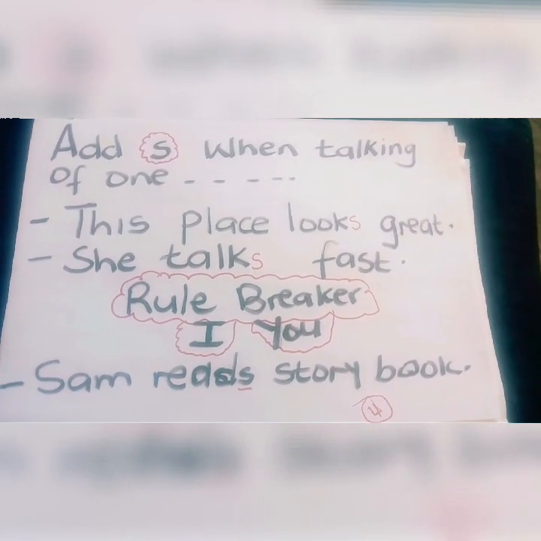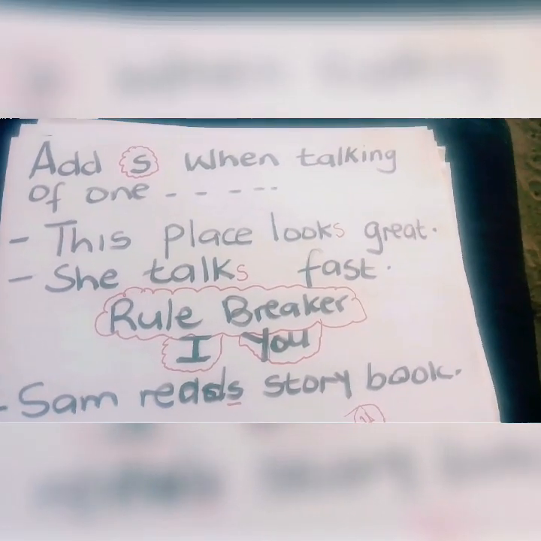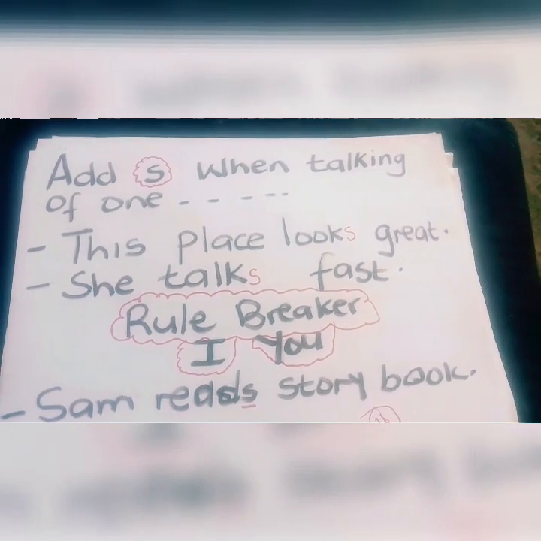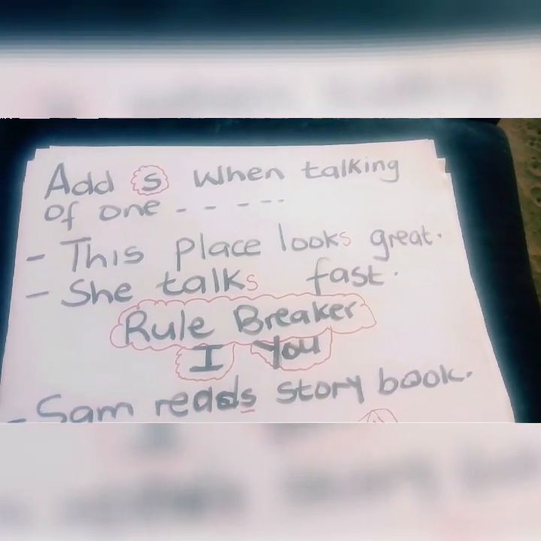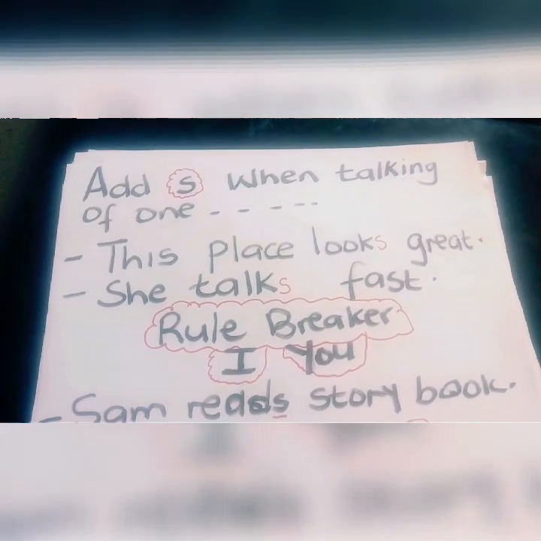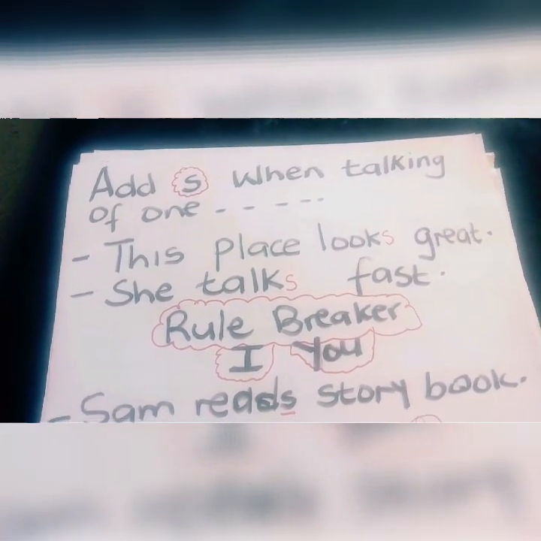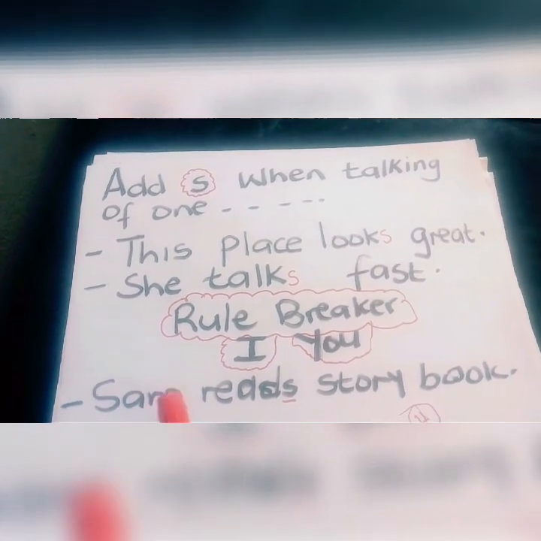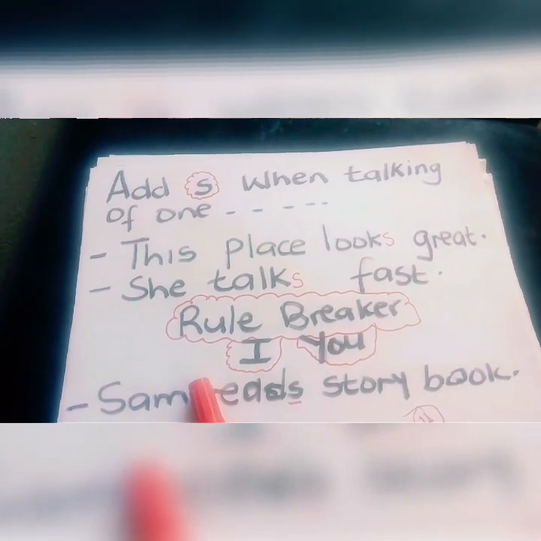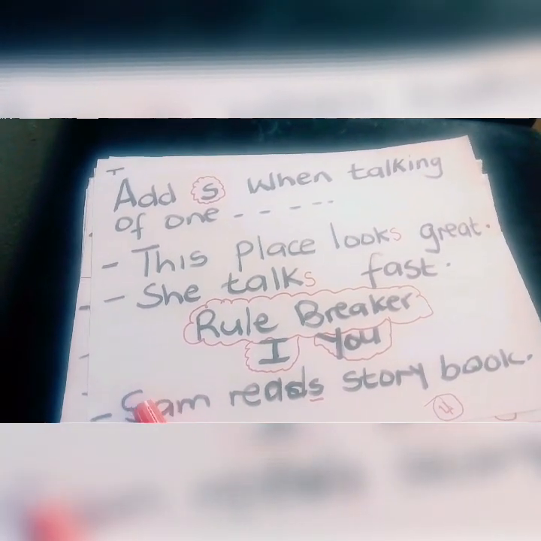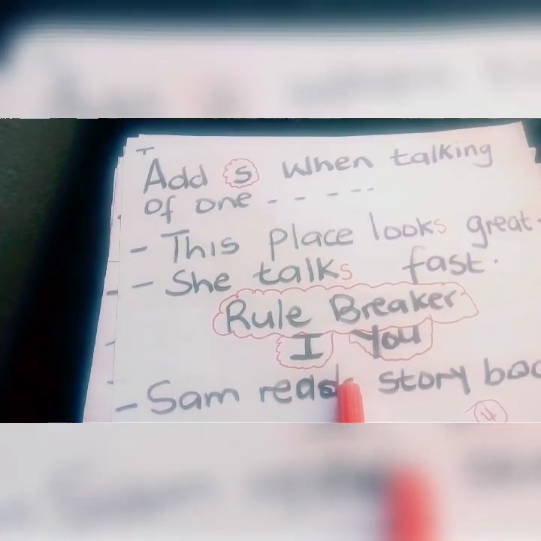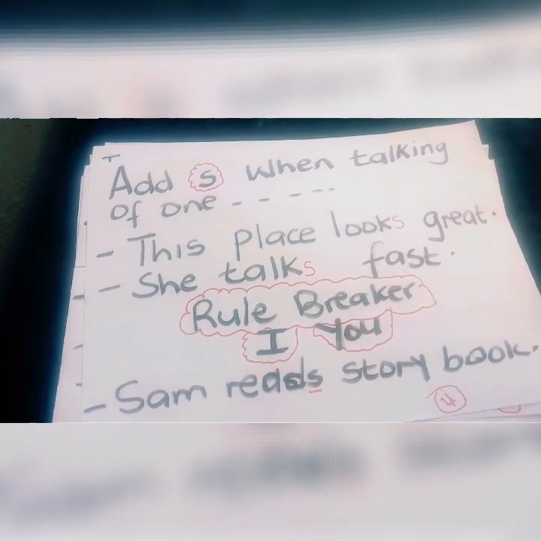So as with grammar, in grammar we also have these two guys, I and you, who are called the rule breakers. These two are rule breakers because they are singular, meaning that they are one. They are used as one, but you cannot add an s to the verb. For instance, we can say Sam reads storybooks. Sam is one person, meaning that it's a singular subject. We add s to read because it's a rule.